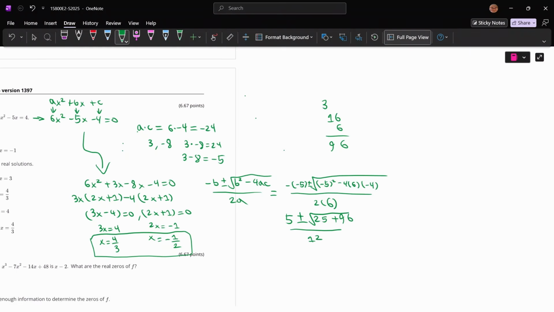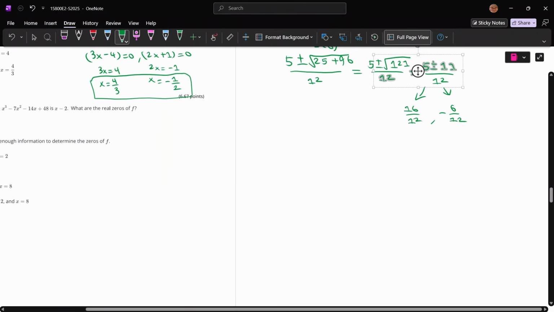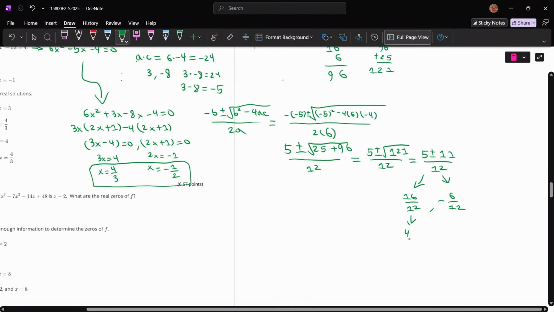over 12, which equals 5 plus or minus, 96 plus 25 is 121. Okay, so 121 over 12, and then the square root of 121 is going to be 11. So you end up with 5 plus or minus 11 over 12. And then separating this into two terms, you end up with 16 over 12 and negative 6 over 12. And then when you reduce these fractions, these turn into 4 over 3 and negative 1 half.